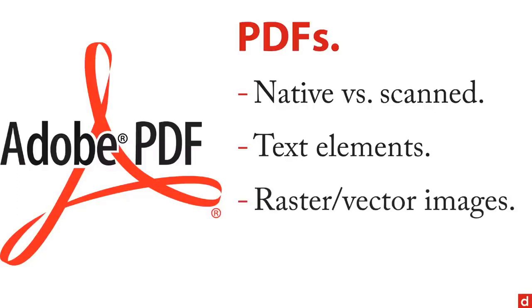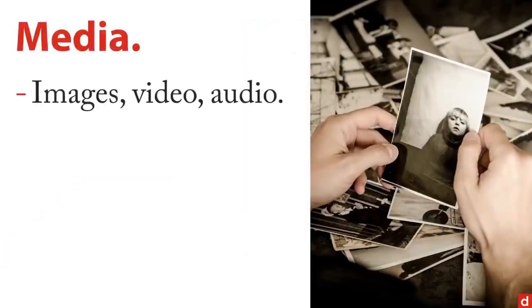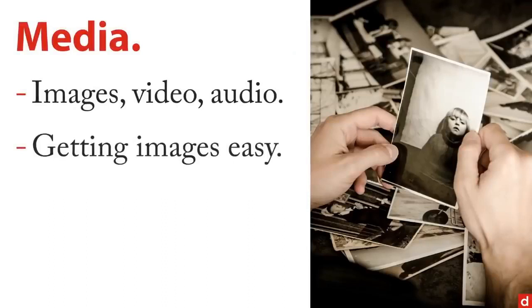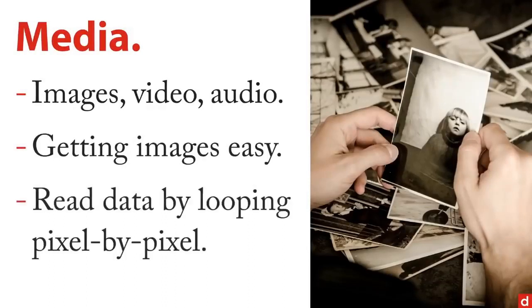And then in PDFs, you can deal with tabular data, but you probably have to use a specialized program like Scraper Wiki or Tabula in order to get that. And then finally, media like images and video and audio. Getting images is easy. You can download them in a lot of different ways. And then if you want to read data from them, say for instance, you have a heat map of a country, you can go through it, but you'll probably have to write a program that loops through the image pixel by pixel to read the data and then encode it numerically into your statistical program.